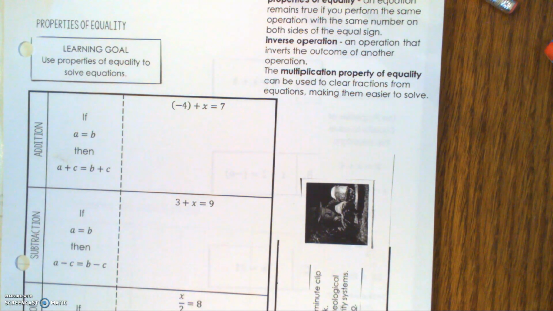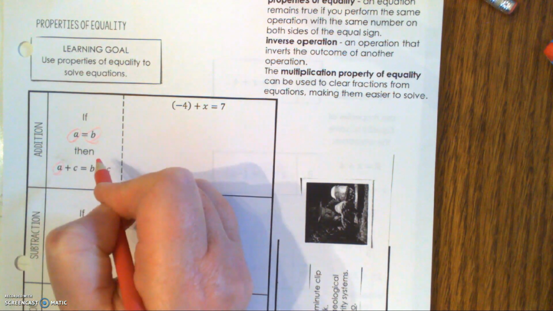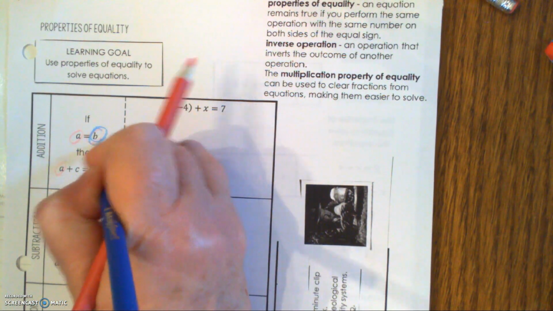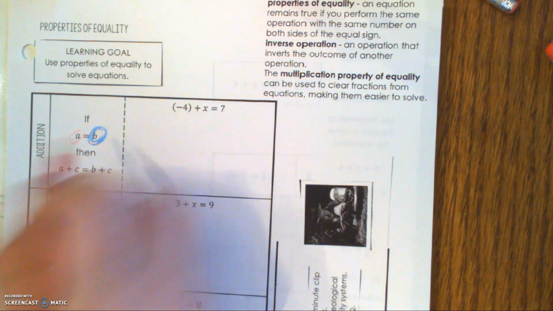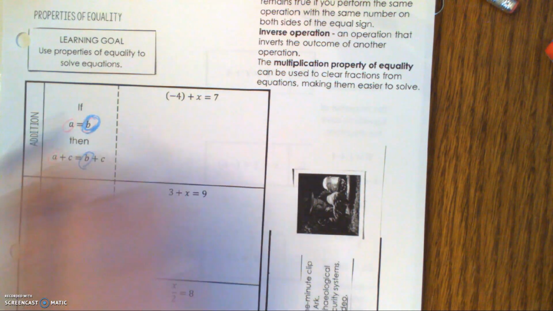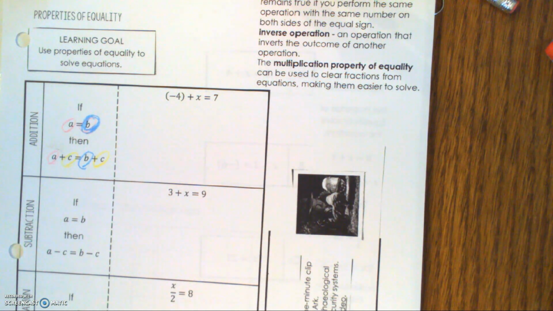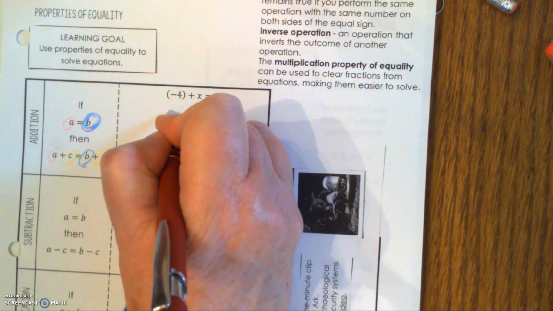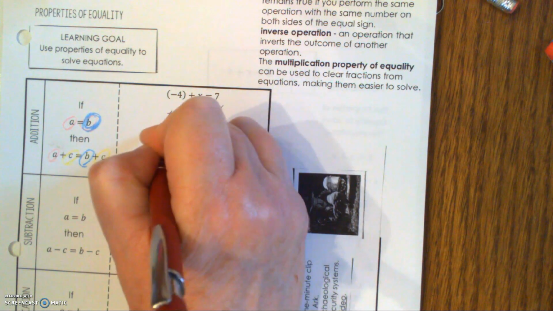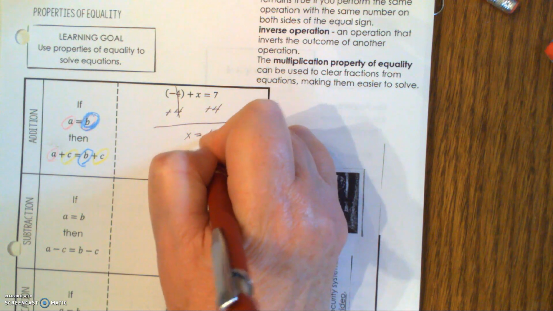So if we look over here on addition and subtraction, if A equals B, then A plus C equals B plus C. Okay? Now, what we're saying here is for addition, if we add 4 to both sides, then we can solve the equation.